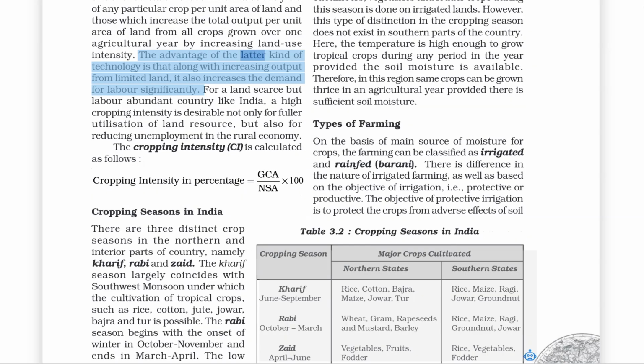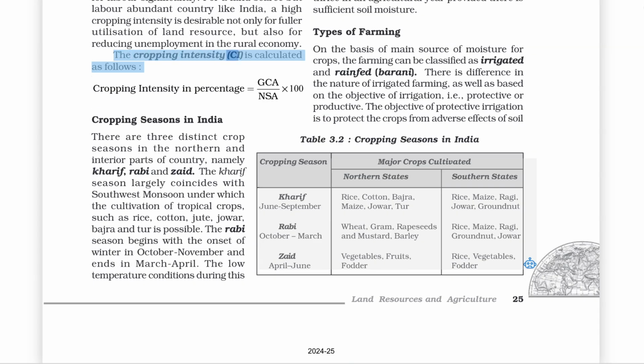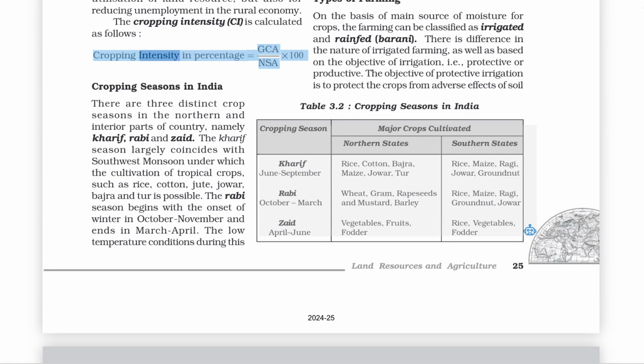The advantage of the latter kind of technology is that along with increasing output from limited land, it also increases the demand for labor significantly. For a land-scarce but labor-abundant country like India, a high cropping intensity is desirable not only for fuller utilization of land resource, but also for reducing unemployment in the rural economy. The cropping intensity, CI, is calculated as follows. Cropping intensity in percentage equals GCA divided by NSA, times 100.